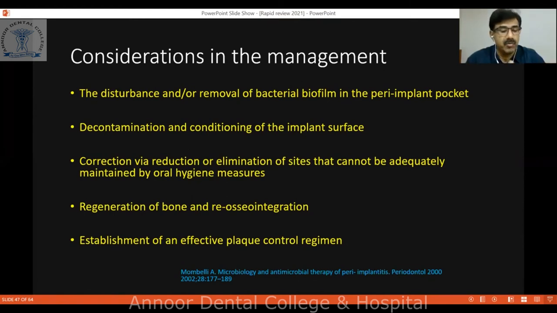The third one is, if you have sites which have some deficiencies or peculiarity, for example attached gingiva is not there, you may probably have to augment the attached gingiva. Now, if in certain sites the bone defect is such that you cannot regenerate and it is not conducive for maintenance, then probably you'll have to resect that area. So similar to periodontal surgery, you do a regenerative or a resective type of surgery, depending on it. And then you advise the patient to maintain an effective plaque control regimen. So this is the blueprint for the management of peri-implant disease.